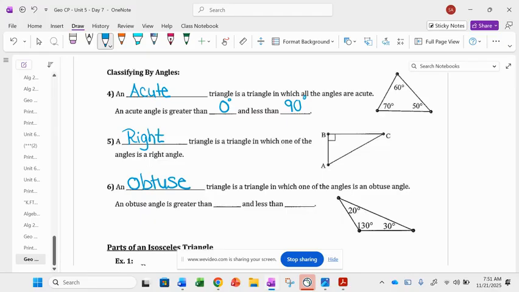And who remembers what an obtuse angle is? Bigger than what and smaller than what? Leilani? You got it. So an obtuse triangle has to have one obtuse angle in it. A right triangle has to have one right angle in it. An acute triangle has three small acute angles that are all less than 90.